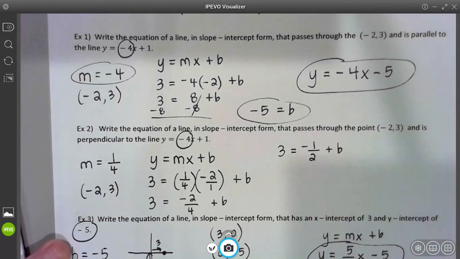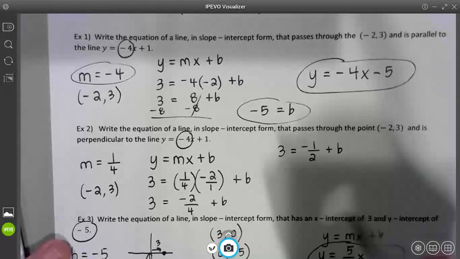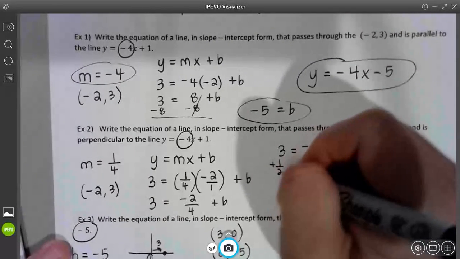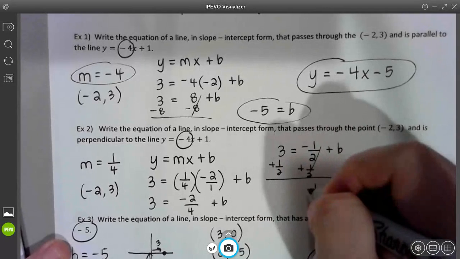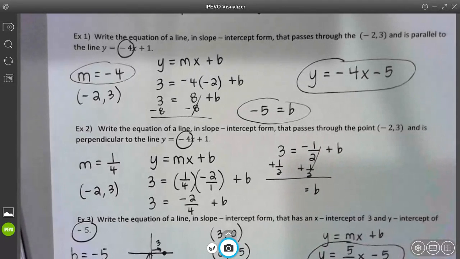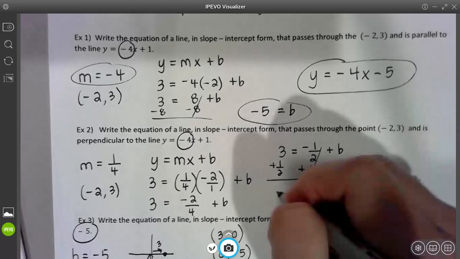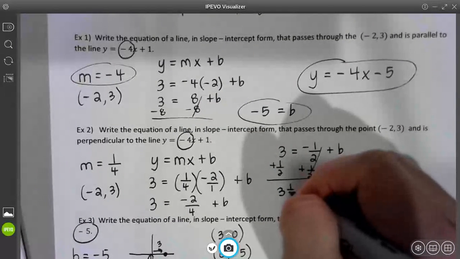All right, the only thing we've got to do to get b by itself is add the 1/2 to the other side. So guys, a couple of options. Obviously, I think everybody knows that 3 plus 1/2 is 3.5. So the mixed number is 3 and 1/2.